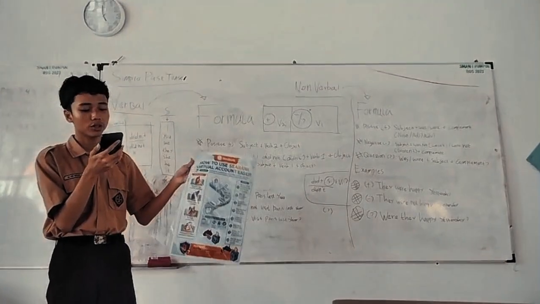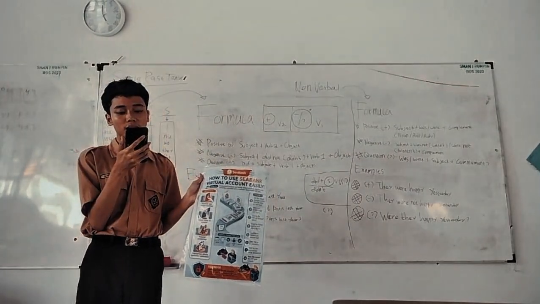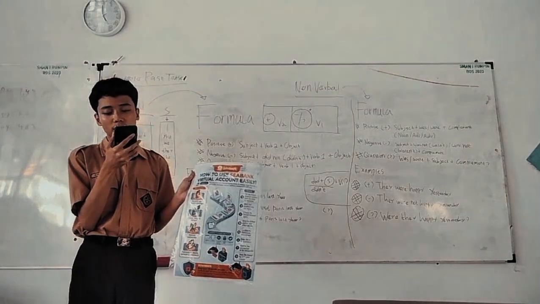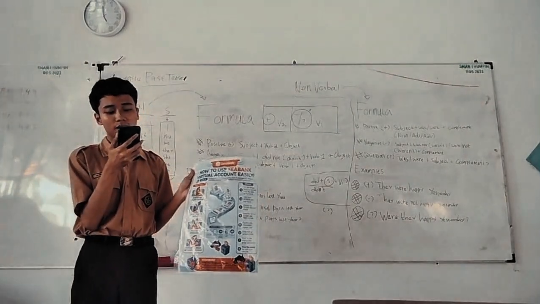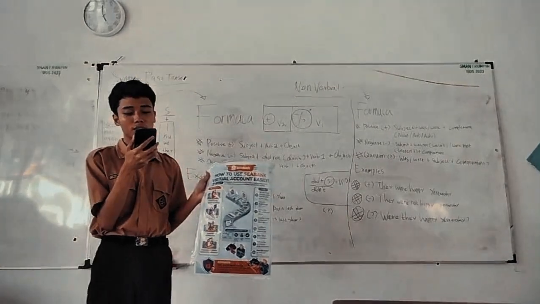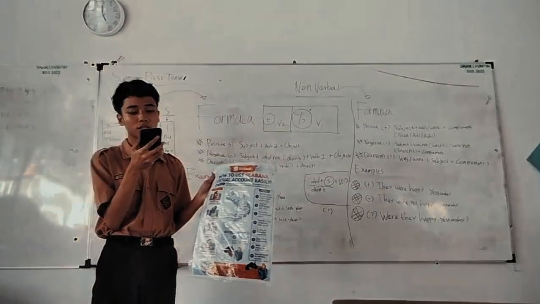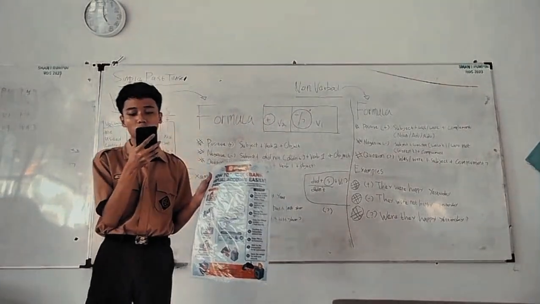Point 2, virtual account number. This is a virtual temporary account number provided by the merchant or buyer specifically for our transaction, so this number changes every time we shop.